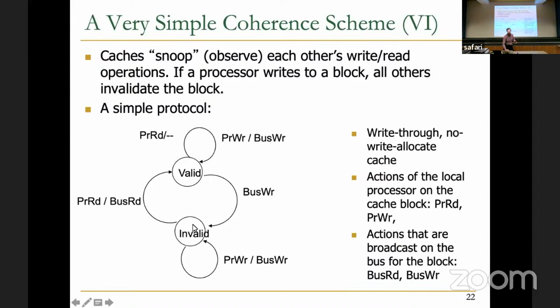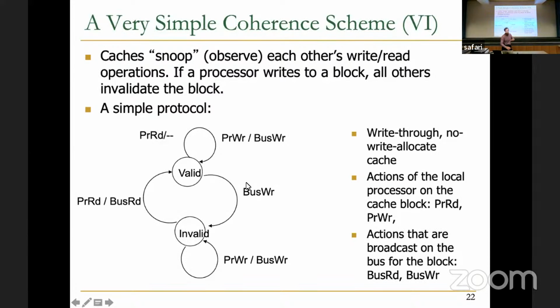Now, the interesting thing happens when you write to a block. Let's take a look at this example. You don't have the block in your cache. You write to a block. You send a processor write request to make sure that everybody else invalidates their copy, and the data gets written to memory. This processor write request also causes a bus write request on the bus. This makes sure that all of the other processors invalidate their copies if they have a valid copy.